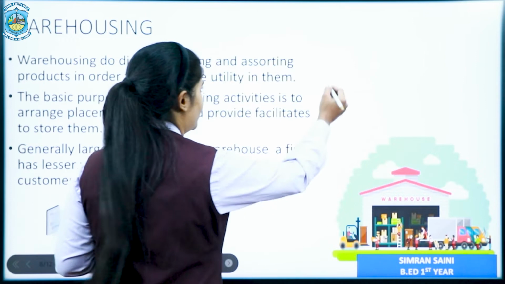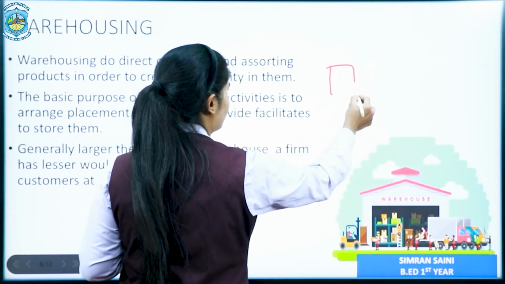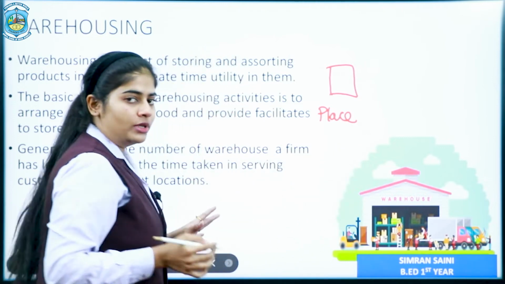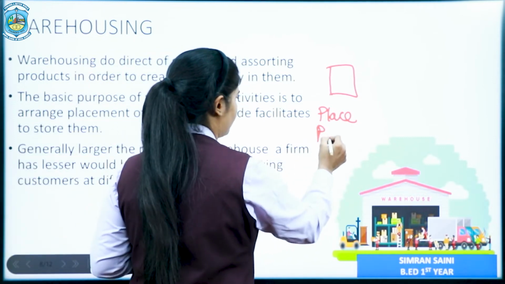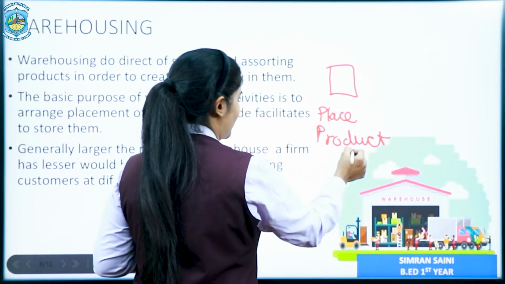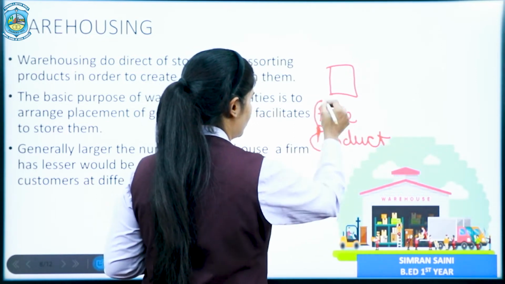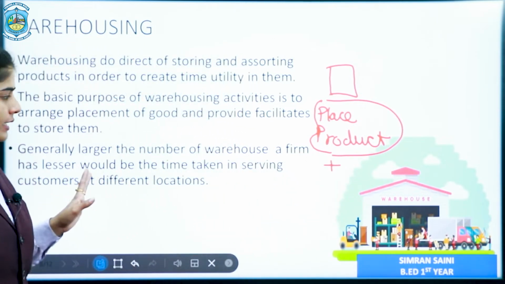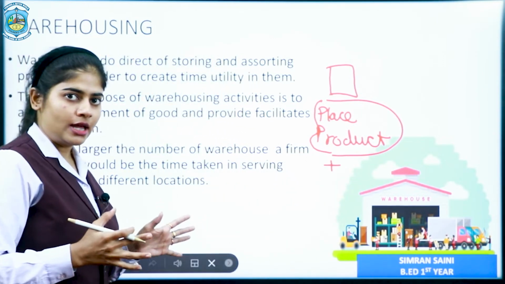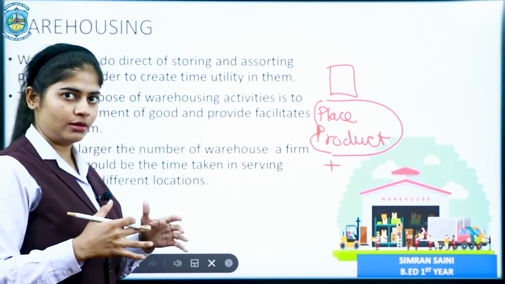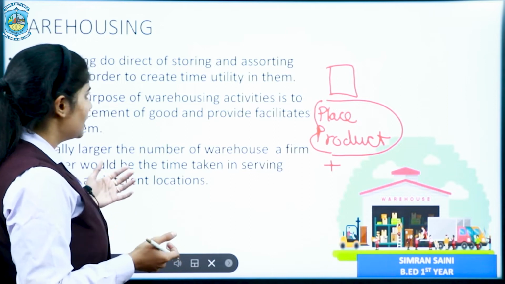Warehousing is properly a place where we store our product. Place and product, these two things combine together and form a warehouse. A proper place and a proper product which can be stored at that place.